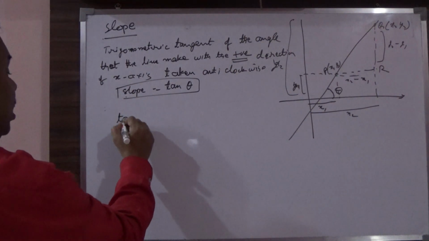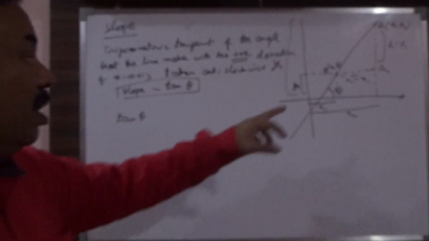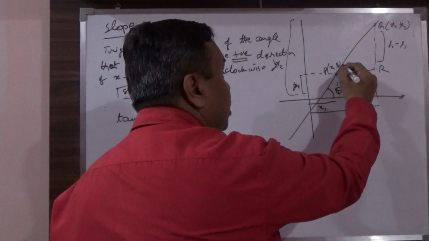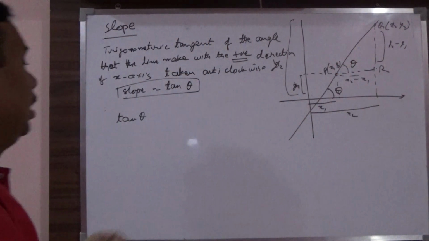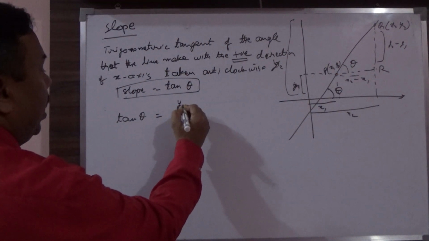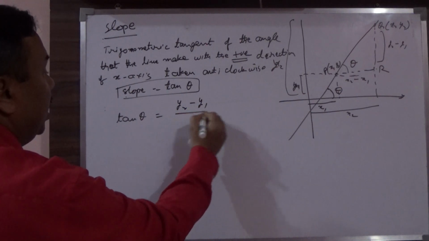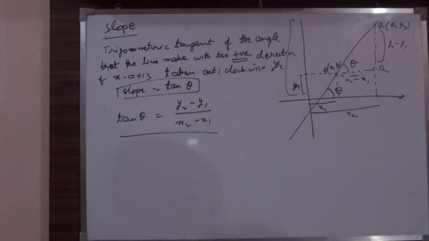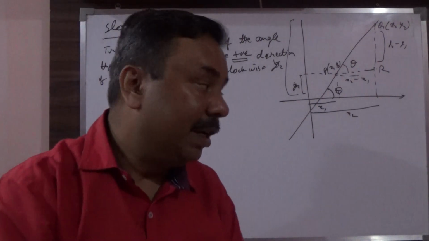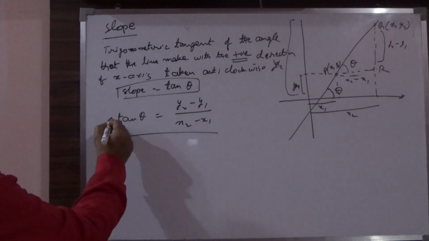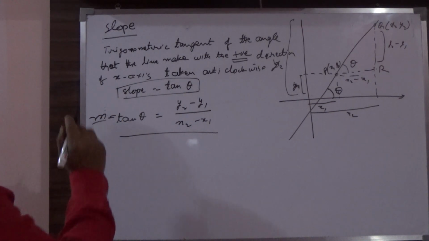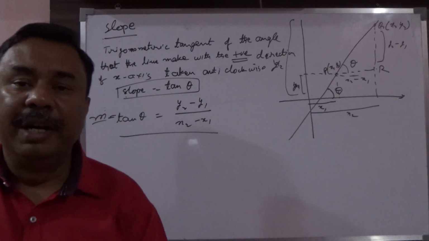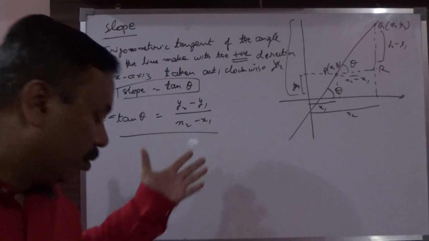And what is tan theta then? Because this line is parallel to the x-axis, if this is theta, then this is also theta. Then tan theta will be y2 minus y1, opposite side over adjacent side, x2 minus x1. So this is how you can find tan theta, and mostly this is also represented as m. It is the standard notation to represent this.